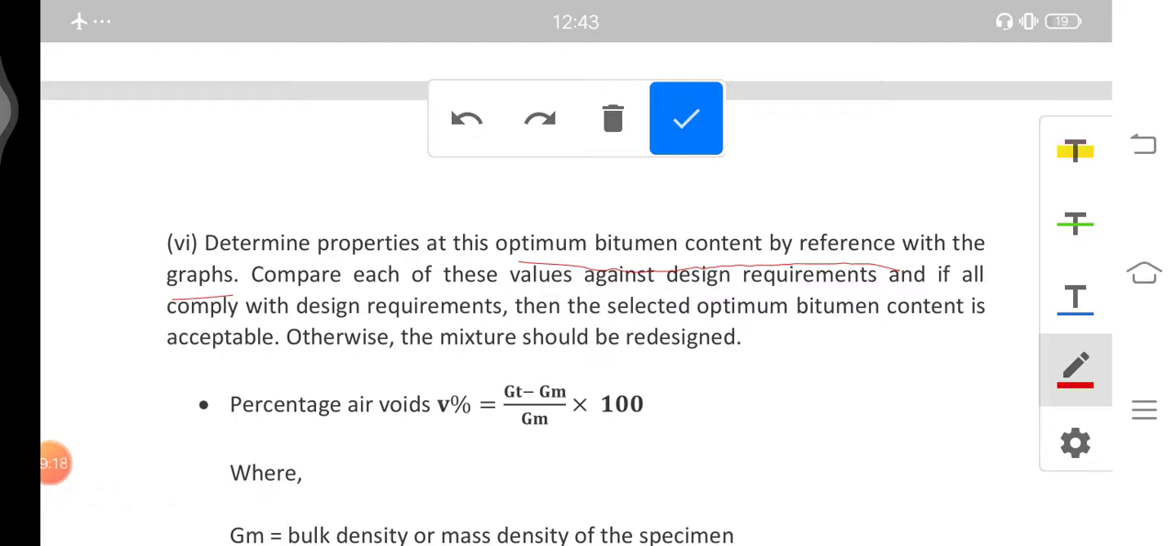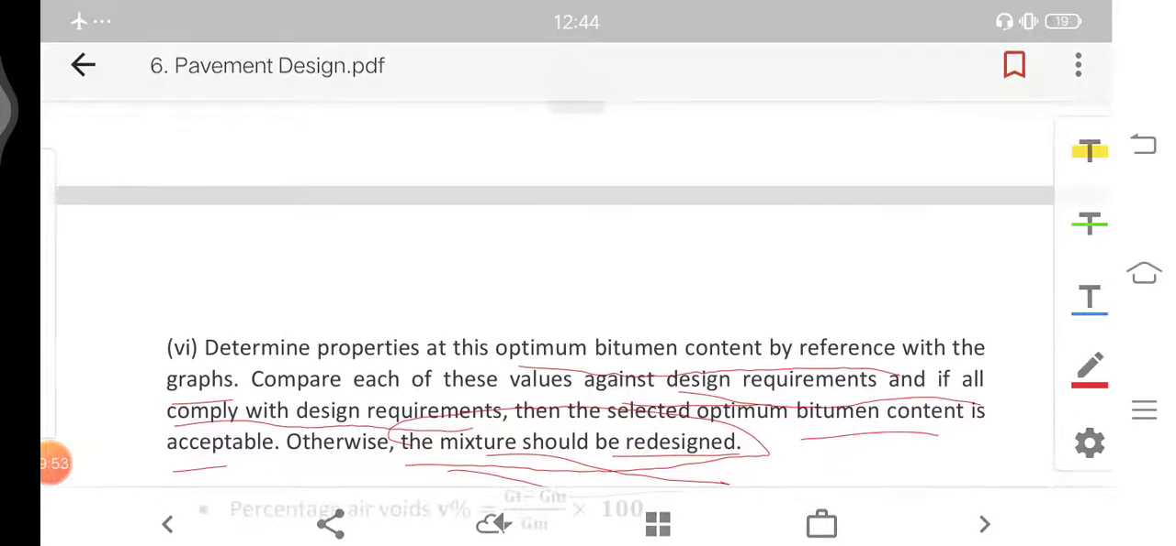Compare each of these values against the design requirements, and if all comply with the design requirements, then the selected optimum bitumen content is acceptable. Otherwise, the mixture should be redesigned. So after we compare these values against the design requirements, if the values satisfy the design requirements, then only we shall proceed with the selected optimum bitumen content. If not, then the mixture shall be redesigned.